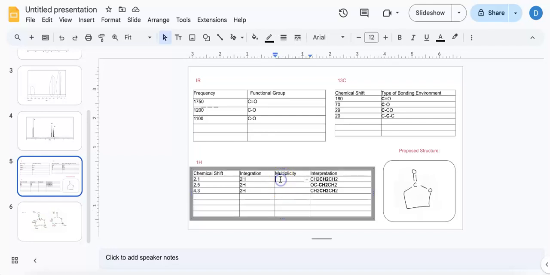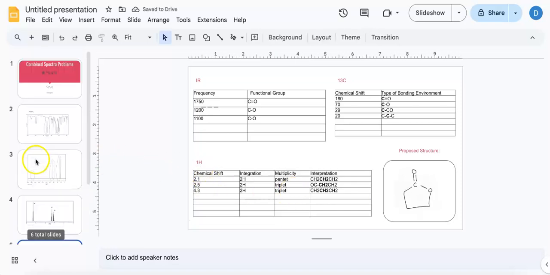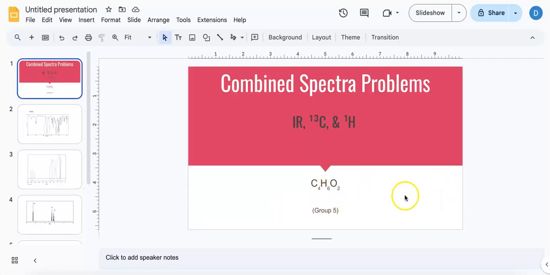So we can fill this in now. We have 2.1 being the pentet, 2.5 is a triplet, and then 4.3 is also a triplet, the 2 ends. Okay, so that is that. This is how I was able to get this proposed structure from my initial C4H6O2.